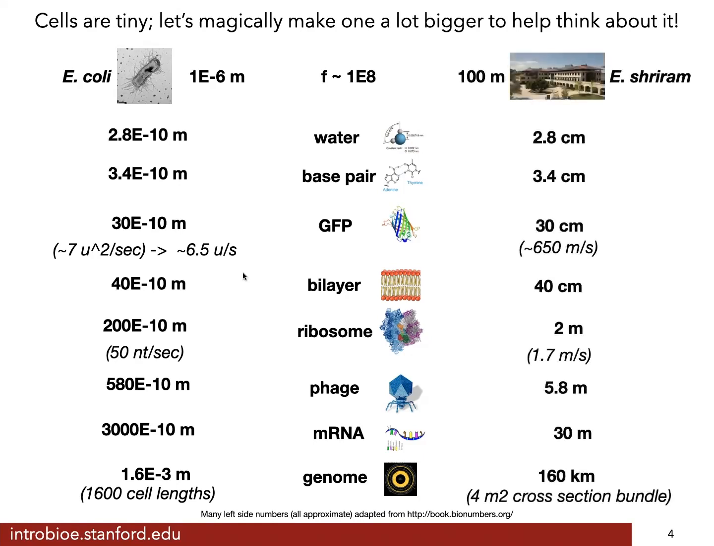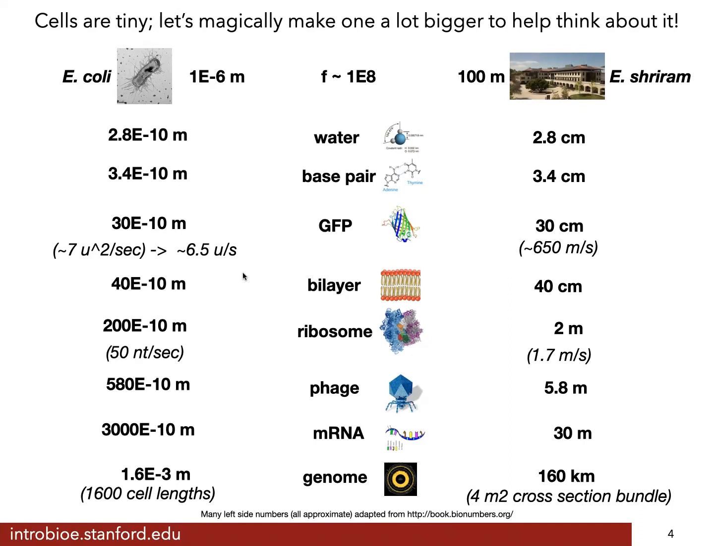Now, when I make something 100 million times bigger, and originally it was a micron, now it's about 100 meters long. Multiply 1 times 10 to the minus 6 times 1 times 10 to the 8th, you get 100. So now we have our magical cell, and it's about 100 meters long, which conveniently is about the size of the bioengineering building at Stanford, which is called the Shriram Center for Bioengineering and Chemical Engineering. And so we're going to call this magically enlarged cell Escherichia Shriram, E Shriram.